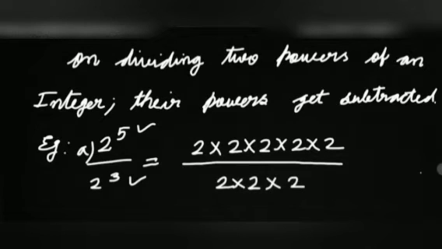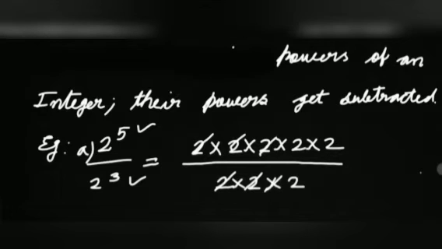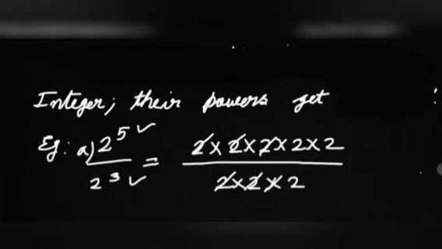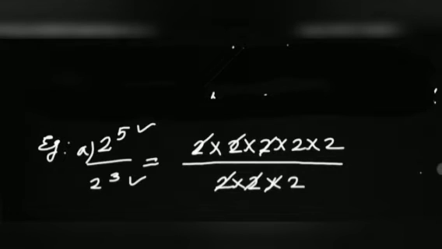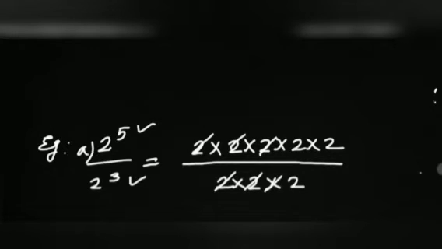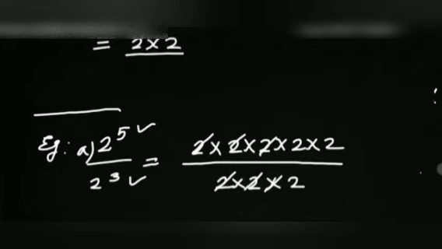So what is the next step here? What can be done here? Yes, 2 in the numerator and 2 in the denominator get cancelled. This 2 and this 2 get cancelled, this 2 and this 2 get cancelled, and what is left? 2 into 2 in the numerator. So this becomes 2 into 2 by, nothing is there in the denominator means what is left there? 1, isn't it? 2 into 2 by 1.